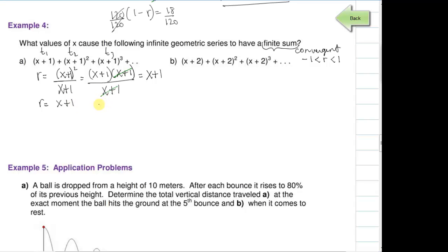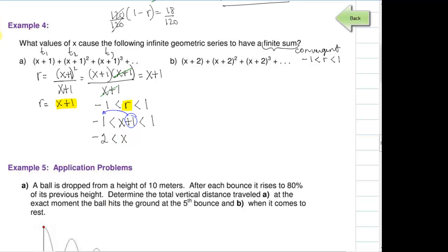Now, because this is a convergent series, you know that r has to be between negative 1 and 1. So I'm going to take this value for r, which is x plus 1, and I'm going to substitute it into my condition for a convergent series. Okay? So what that gives me is negative 1 is less than x plus 1, which is less than 1. Okay, and now I'm going to solve for x. So I'm going to take this positive 1, and I'm going to bring it to the other side on the left, and it becomes negative 1. And when I do that, I'm going to have negative 2 on the left.